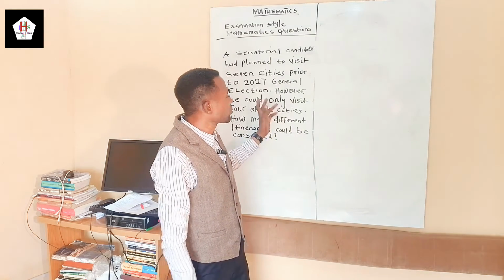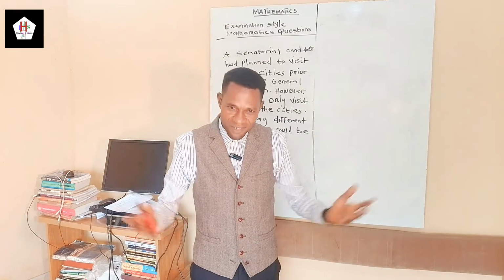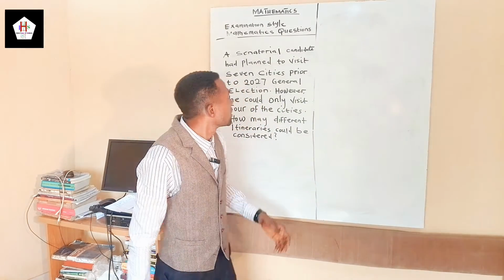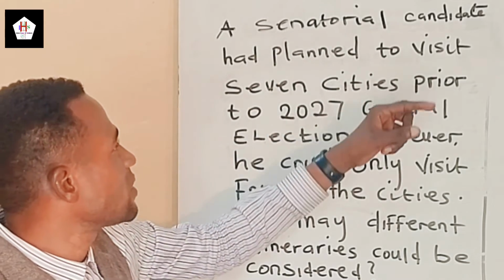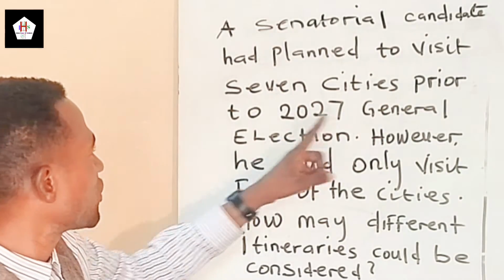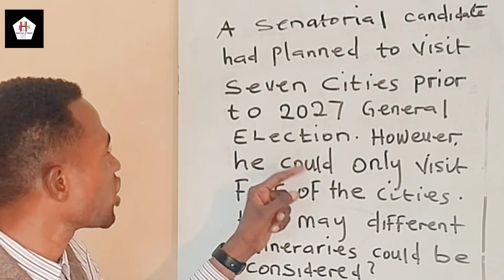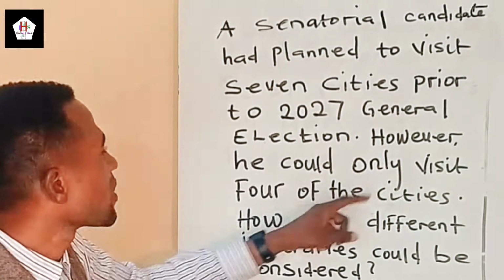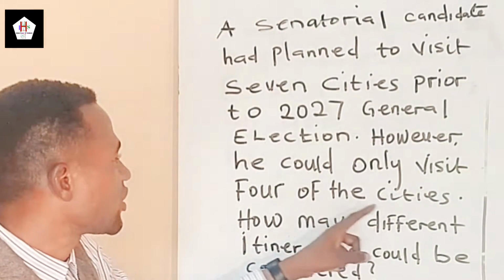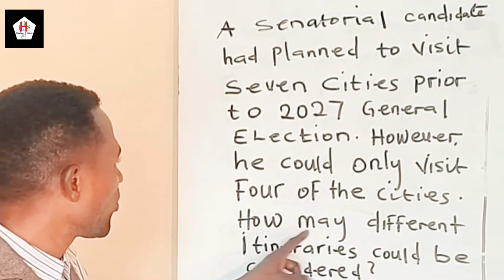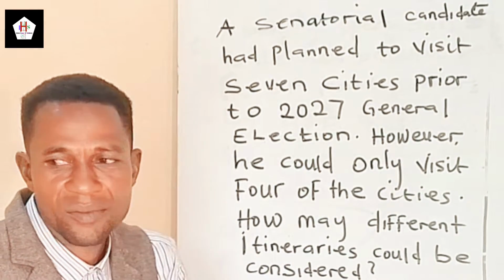Today, we want to look at something very important that has to do with real life situations. A senatorial candidate had planned to visit 7 cities prior to the 2027 general election. However, he could only visit 4 of the cities. How many different itineraries could he consider?